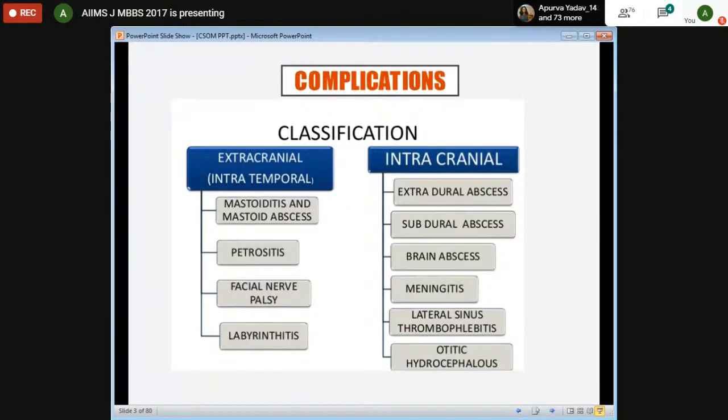Complications, in a broad way, we can divide into two parts. Intratemporal, that is confined within the temporal bone, and intracranial, that has gone beyond the temporal bone into the cranium. Intratemporal complications are mastoiditis, petrositis (the petrous is a part of the temporal bone), facial palsy, since the facial nerve traverses the temporal bone, and labyrinthitis (the labyrinth is a part of the inner ear). Intracranial complications are extradural abscess, subdural abscess, brain abscess, meningitis, lateral sinus thrombophlebitis, and otitic hydrocephalus. We'll discuss these one by one.